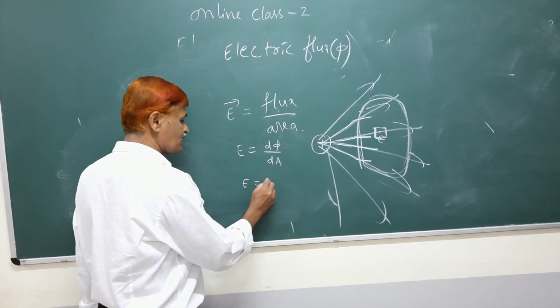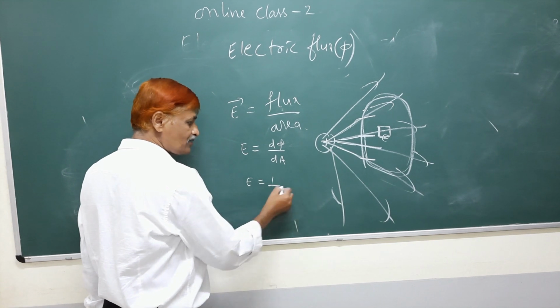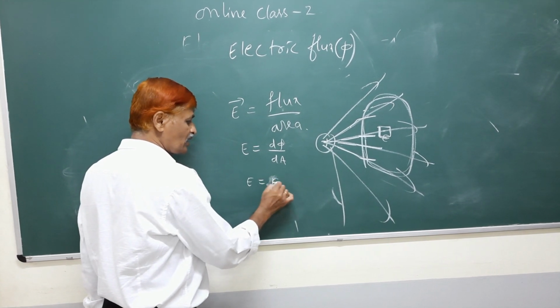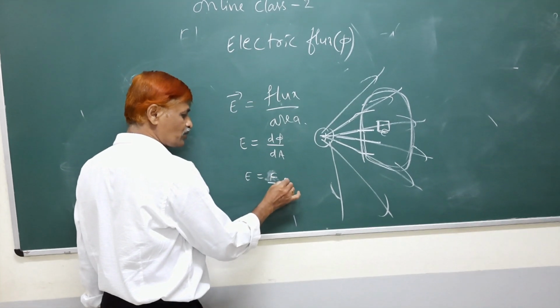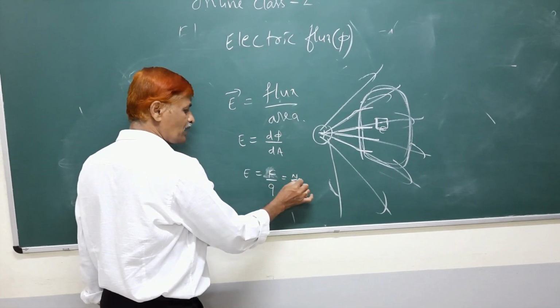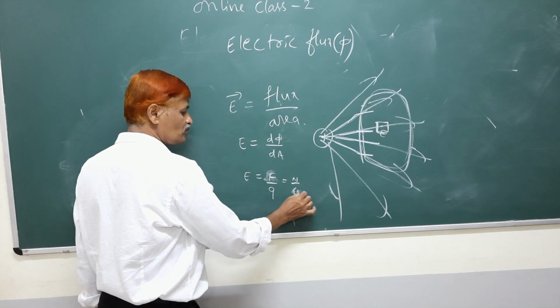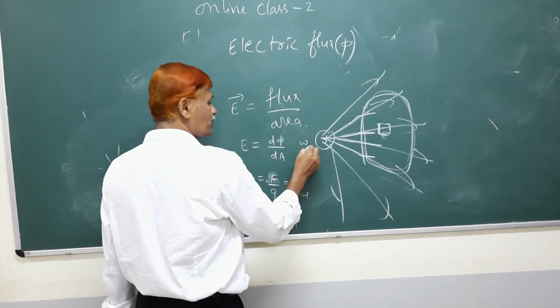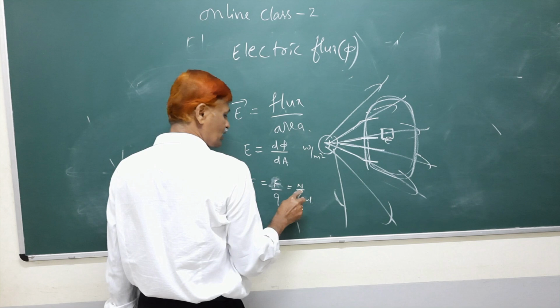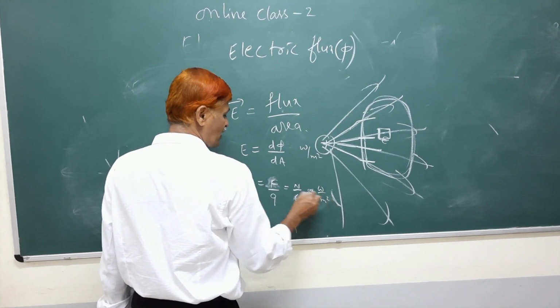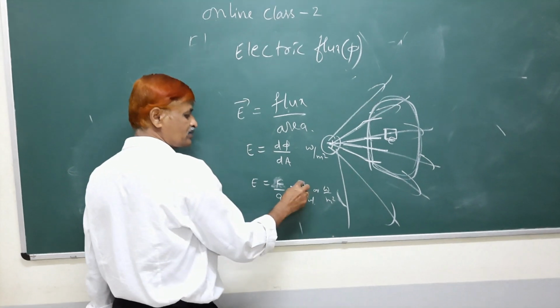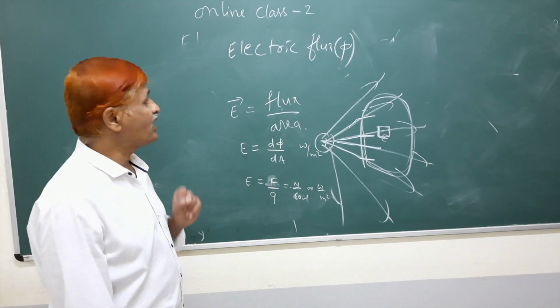Electric intensity is E equal to F by Q. F is Newton, so this is Newton per Coulomb. And this is Weber per meter square. Both are the same. You can call it Newton per Coulomb or Weber per meter square. Some value, magnitude. This is the unit of electric intensity.